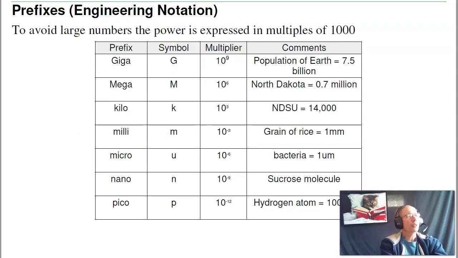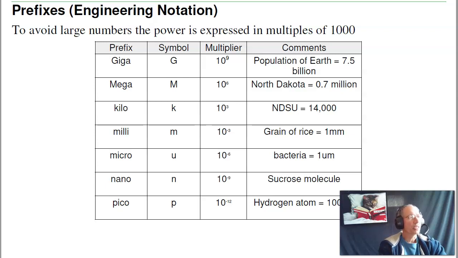We also use engineering notation. That's powers of 3 for the exponent. For example, if I want to have 1,000, that'd be 1K, or 1 times 10 to the 3. To give an idea what the scales are, there's a giga, which is a billion. The Earth's population is about 7 billion. Mega is a million, roughly the population of North Dakota. Kilo is 1,000. NDSU's enrollment's 14,000.